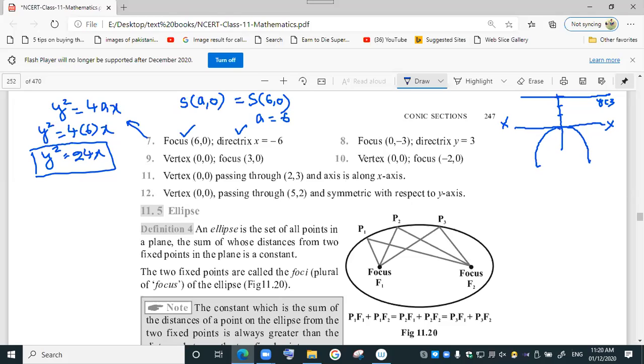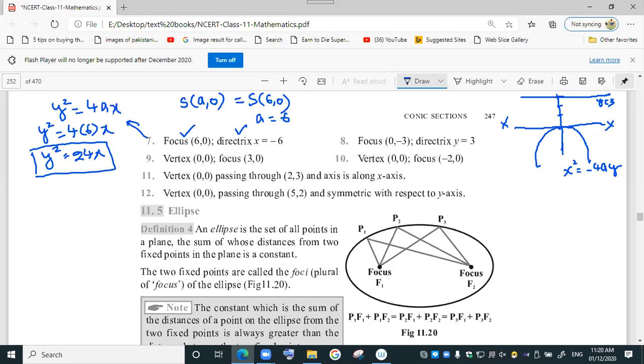And this one is the equation of x square is equal to minus 4ay. This side is y square equal to 4ax. Upper side is x square equal to 4ay. Down is x square equal to minus 4ay.